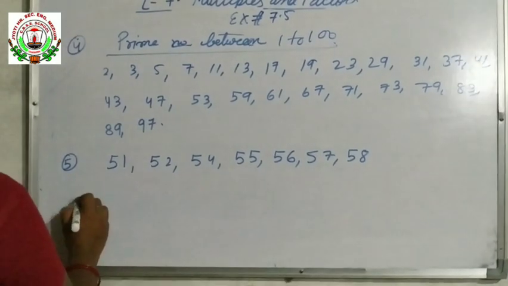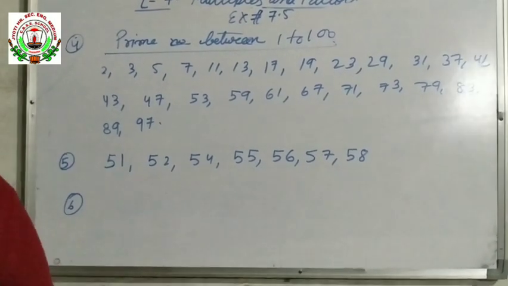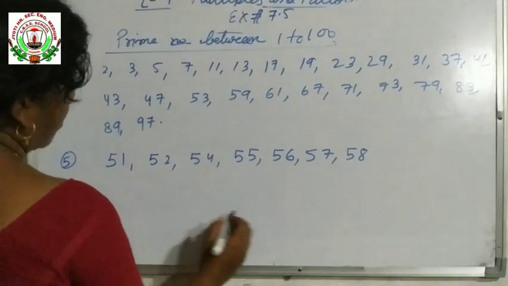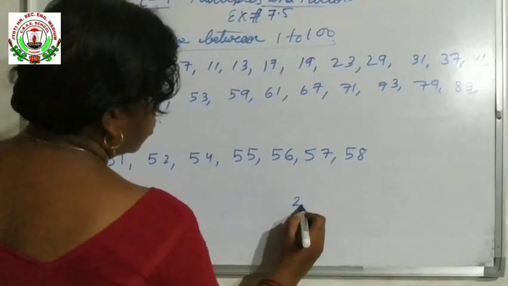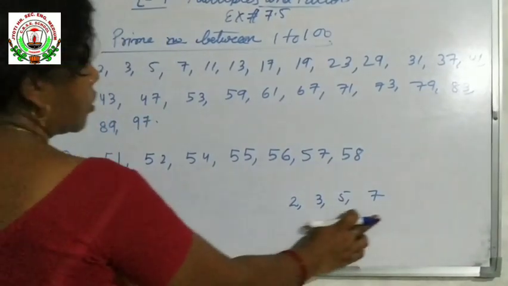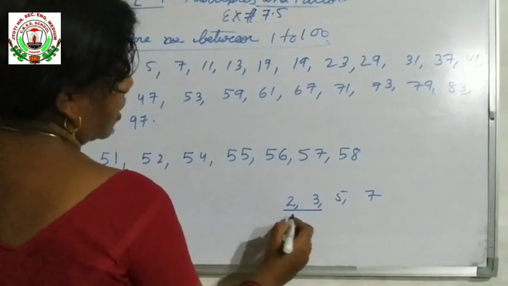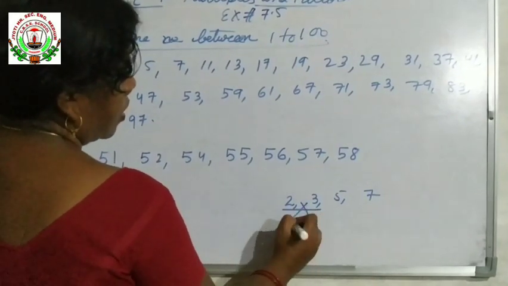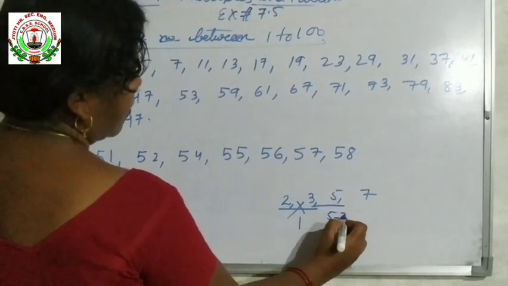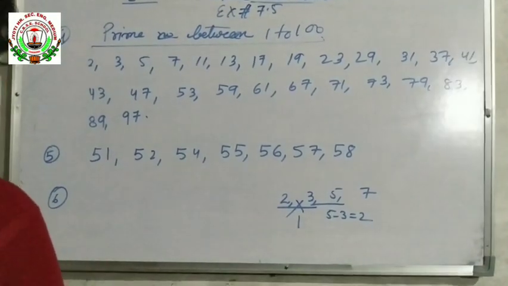Now next question is question number 6. Find the 2 prime numbers whose difference is 3. Prime numbers we have to find out. First prime number is 2, then 3, then 5, then 7. Here you will choose any 2 numbers whose difference is 3. If we subtract 3 minus 2, we will get the difference 1. So it is not. If we take 5 and 3, 5 minus 3, we will get 2.